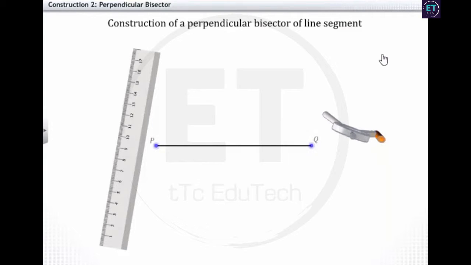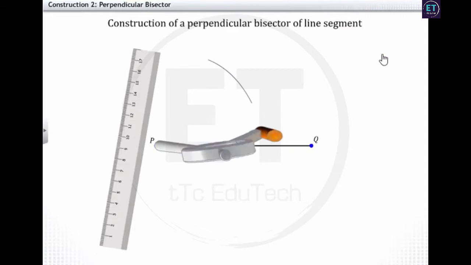Here, another line segment PQ is given. We do not know its length. Taking point P as the center, mark arcs of any radius on both sides of the line segment PQ.